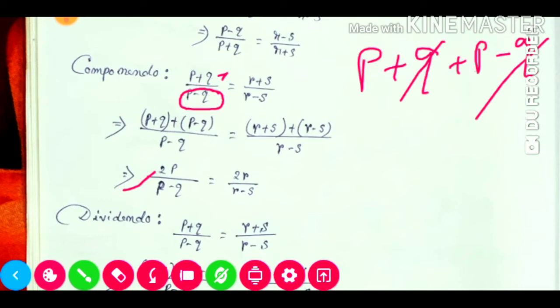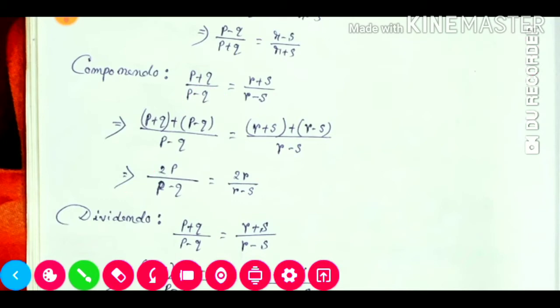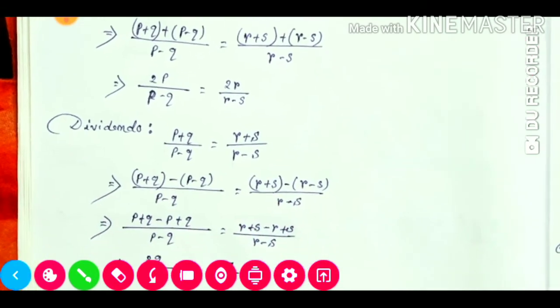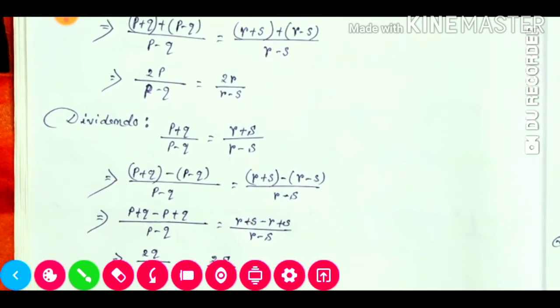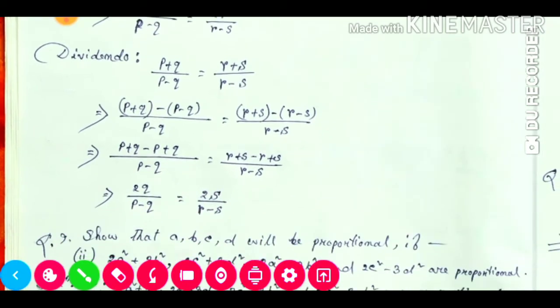Dividendo is the same: we need to subtract only from the numerator. The denominator we need to subtract from the numerator. So here, see, this one is the denominator, and this will be subtracted from the numerator. Here also same. So after this we get p plus q, and minus minus p, and minus will become plus q.